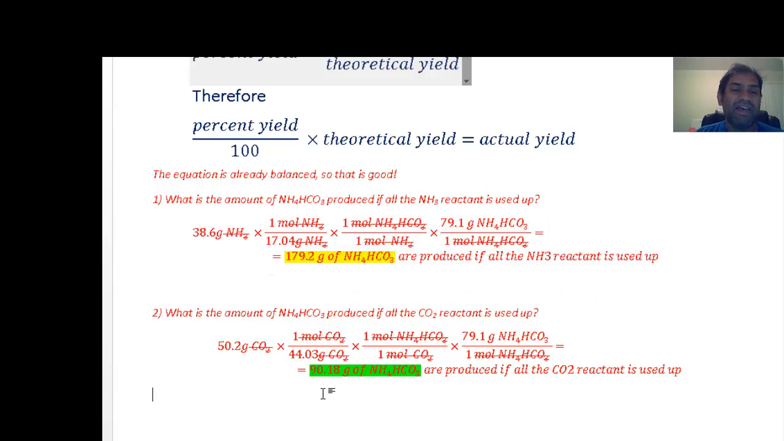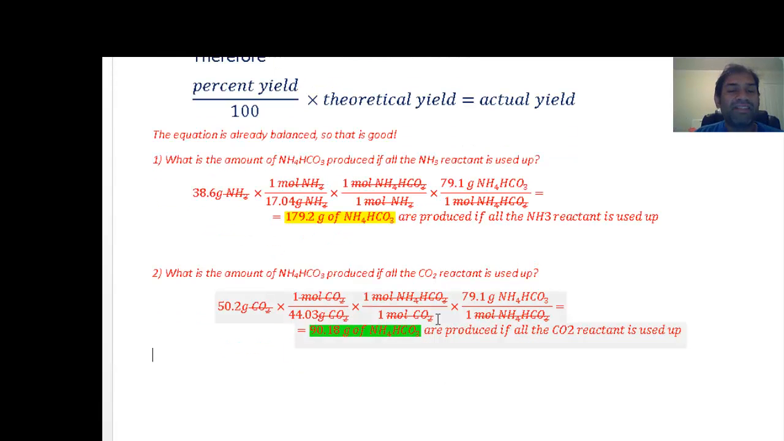Why? Because after all the CO2 is used up, there's no more CO2 to react. What you have left here is excess NH3. So the key point here is that the CO2 sets the limit on how much you make. You're going to make 90.18, and then the reaction stops because all of this reactant, CO2, is gone.